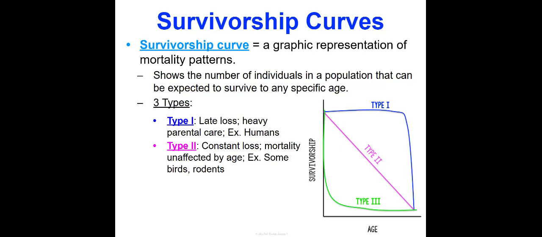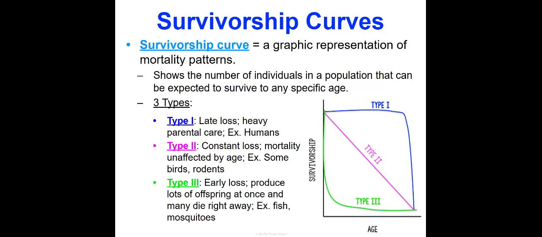Type 2 would be constant loss. So birds and rodents are good examples. They're prey to other predators, so they may not just be aging or getting sick, they may be getting preyed upon. Type 3 is early loss. So an organism that creates a lot of offspring and not many survive. So fish would be a good example of that. And remember, I told you the Finding Nemo example, kind of sad. But it's true, fish lay a lot of eggs and not all of them survive.